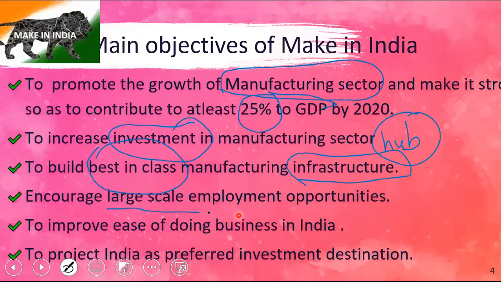Encourage large scale employment opportunities. I told you Make in India's main objective is development of manufacturing sector. Second is creating large scale employment opportunity. Children, how will there be large scale employment opportunity? Basically because the manufacturing units will be shifted to India. Our general practice is what? They will produce outside the country and India will become the marketing hub. So government realized that there is no meaning in becoming the marketing hub. Instead, we should become the manufacturing hub.